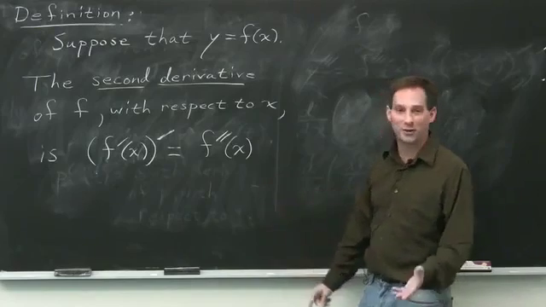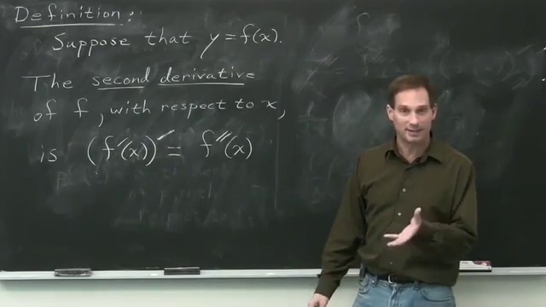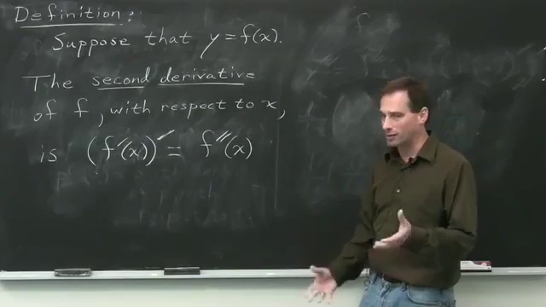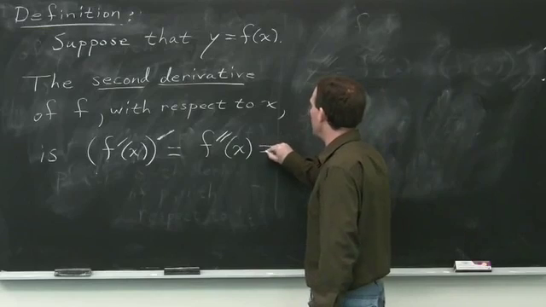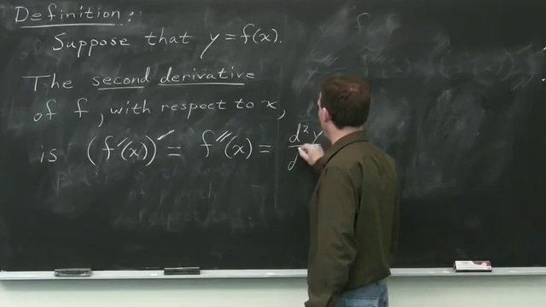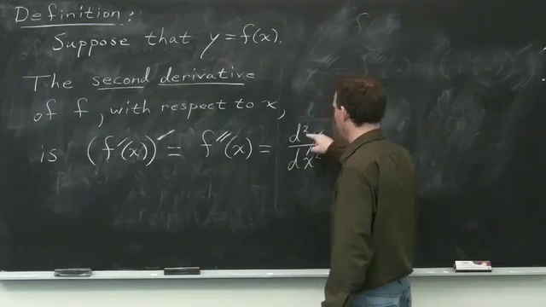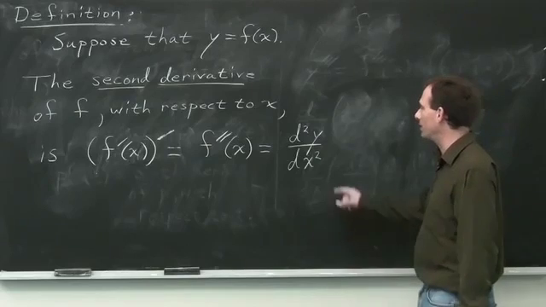It also has other notations. We can use the Leibniz notation with the d's in it, where things look kind of like fractions. I remind you, they're not actually fractions, but they look like fractions. In that notation, we would write the second derivative of y with respect to x like this. The 2's go there and there. That may look a little strange, but I'll explain that in a second.